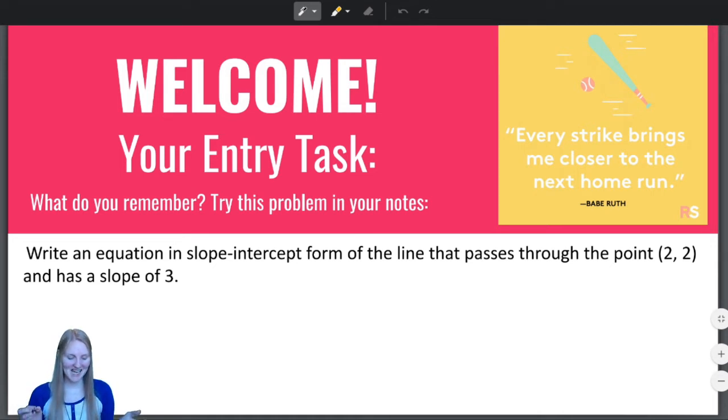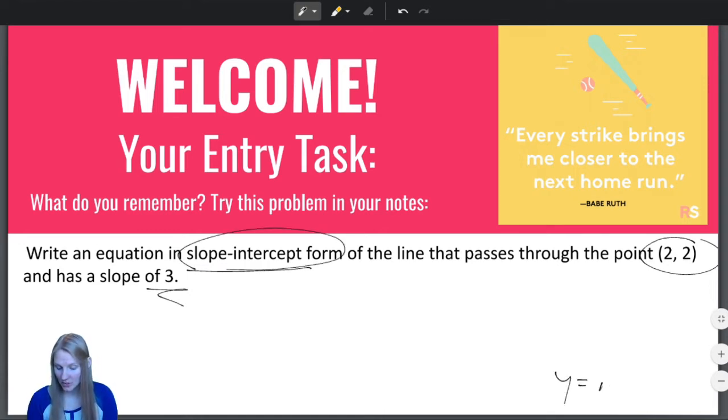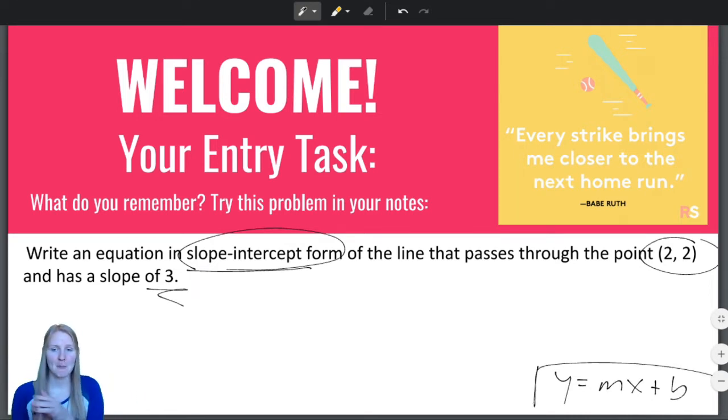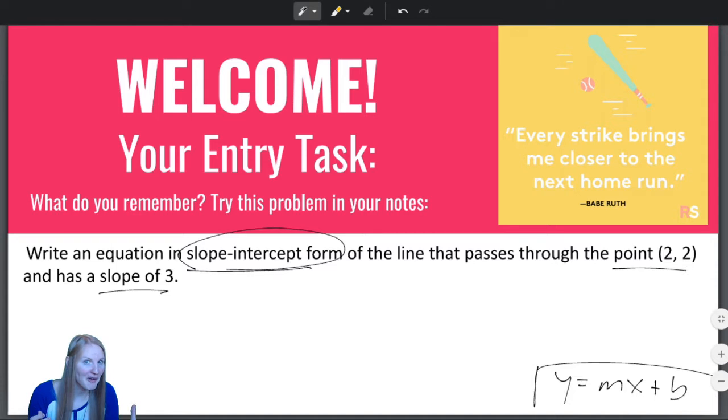Okay, write an equation in slope-intercept form of the line that passes through the point (2, 2) and has a slope of 3. So, in the end, we want slope-intercept form. In the end, we want y equals mx plus b. But they only give us one point and the slope. So it would be easiest to start with point-slope form.